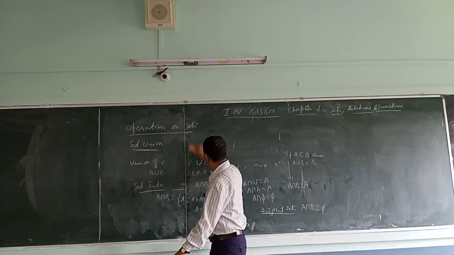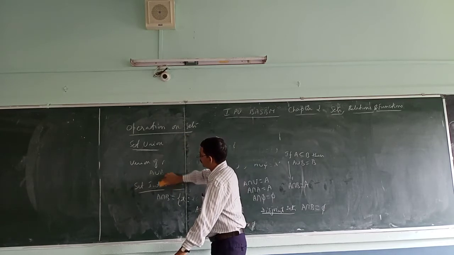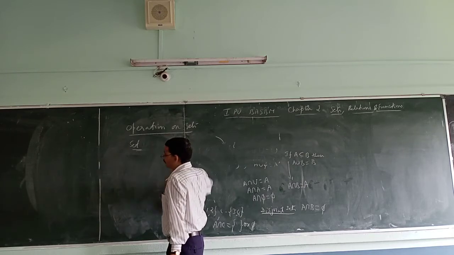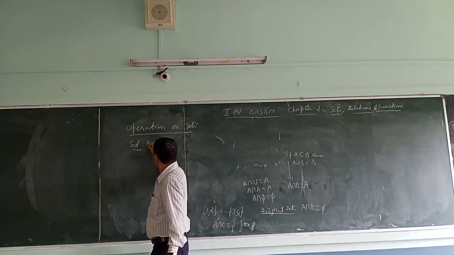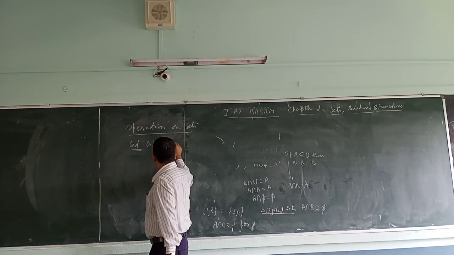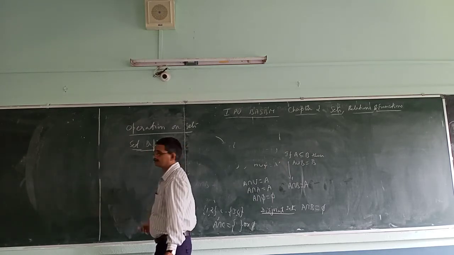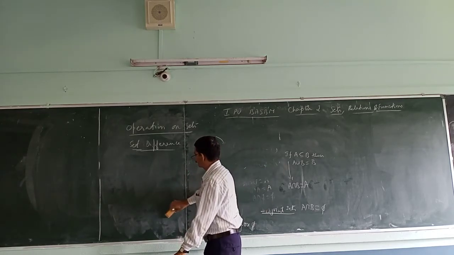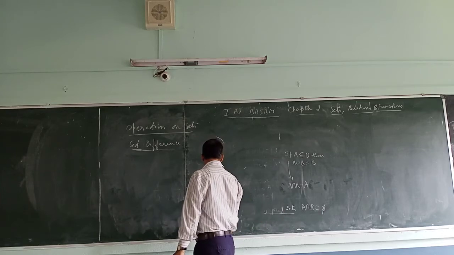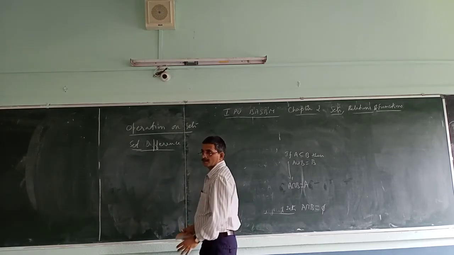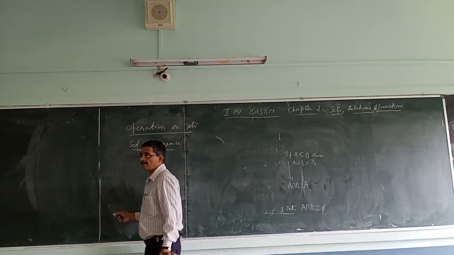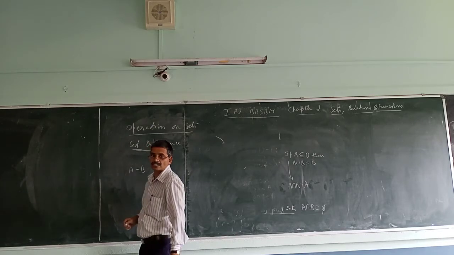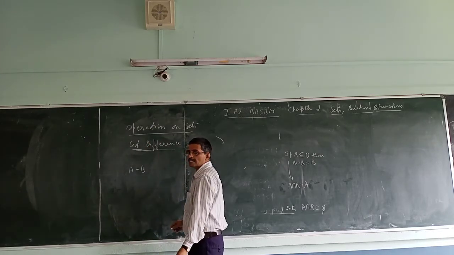Next is set difference. So what is A minus B? You have A minus B. You know what is A, what is B. Again I will give an example and explain.